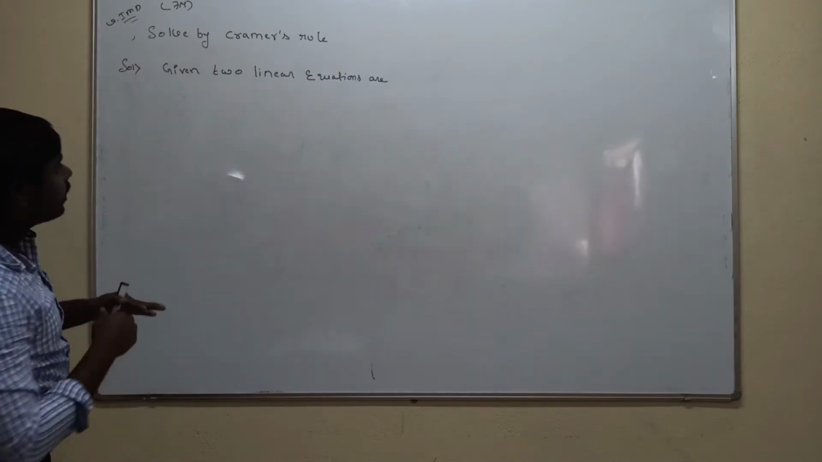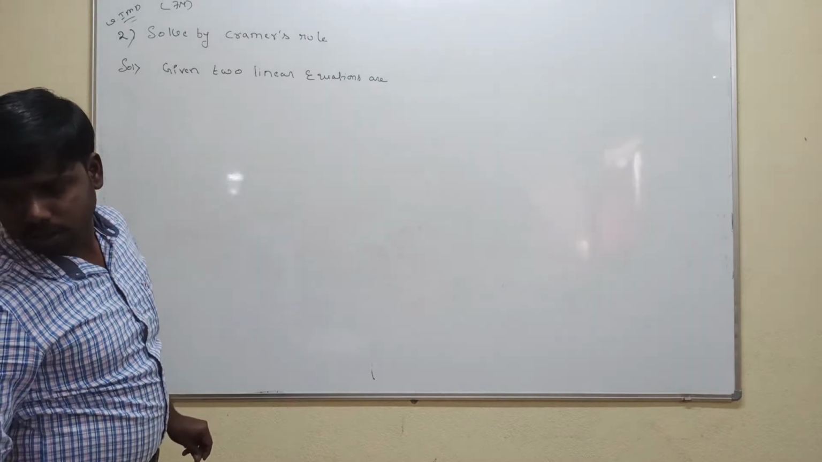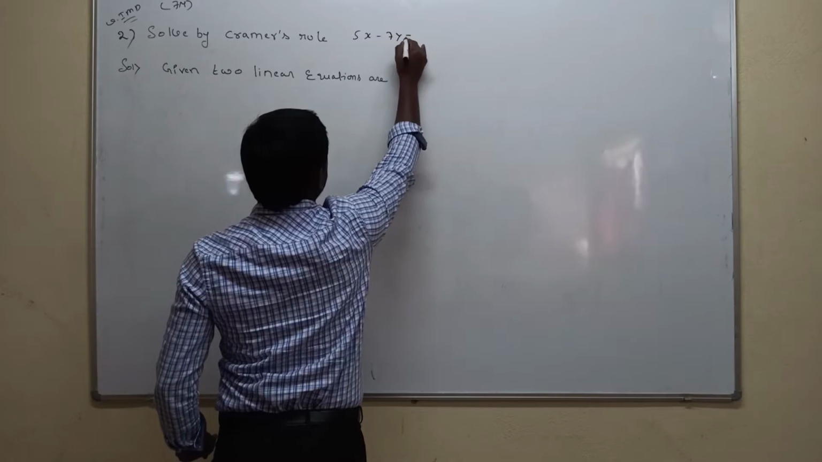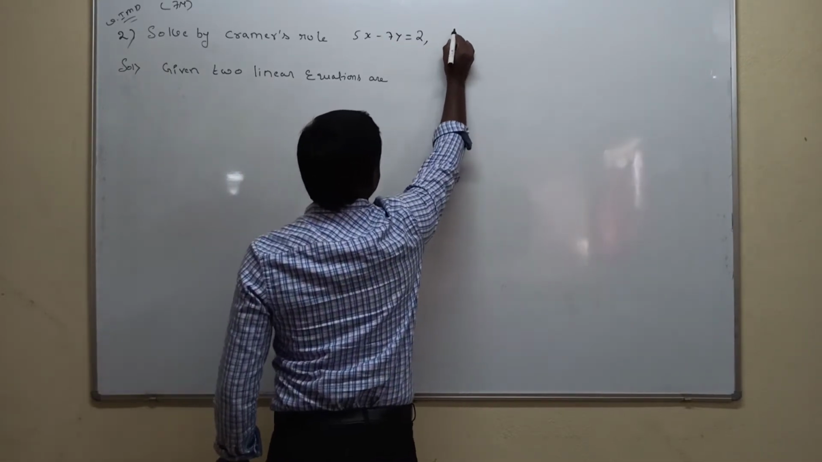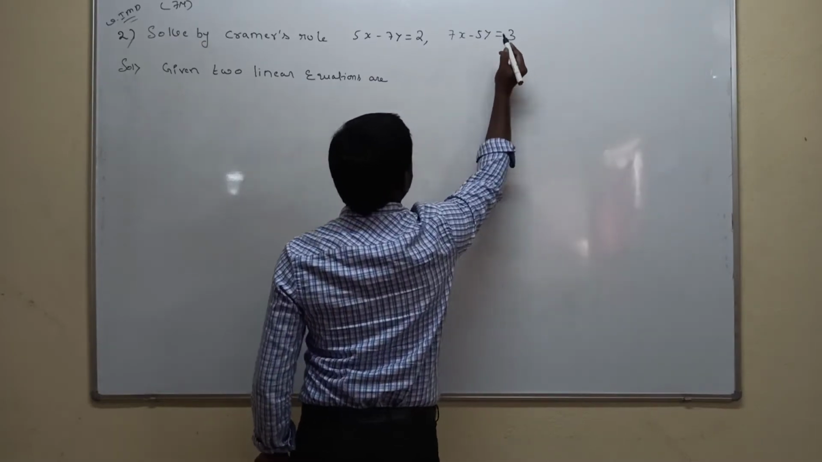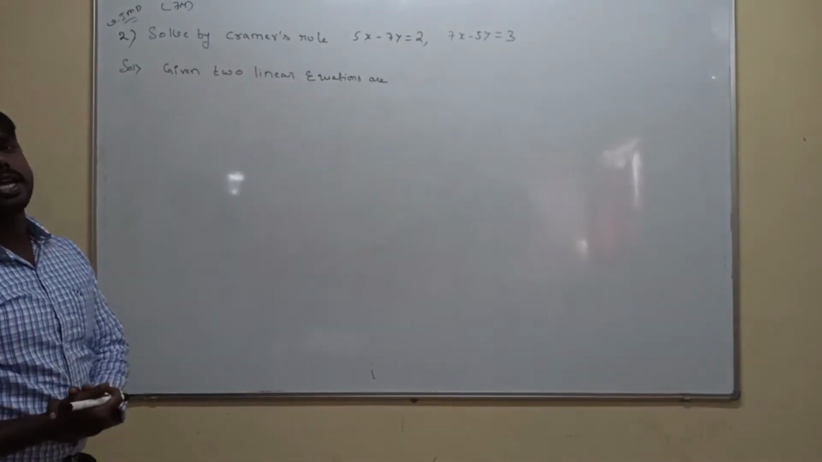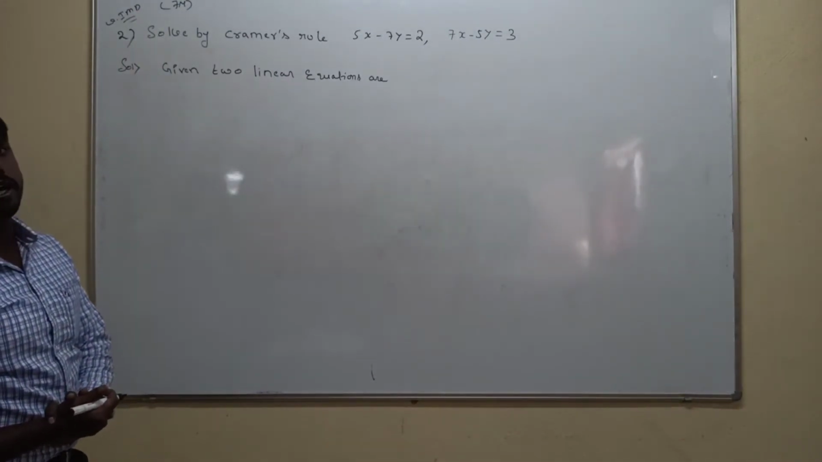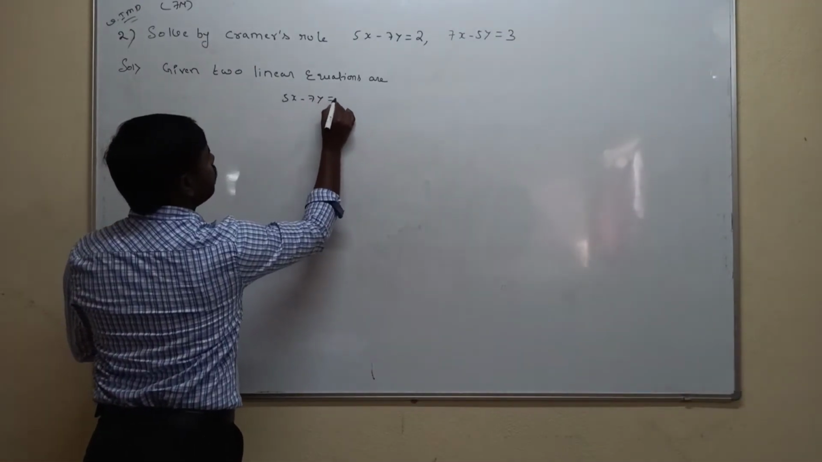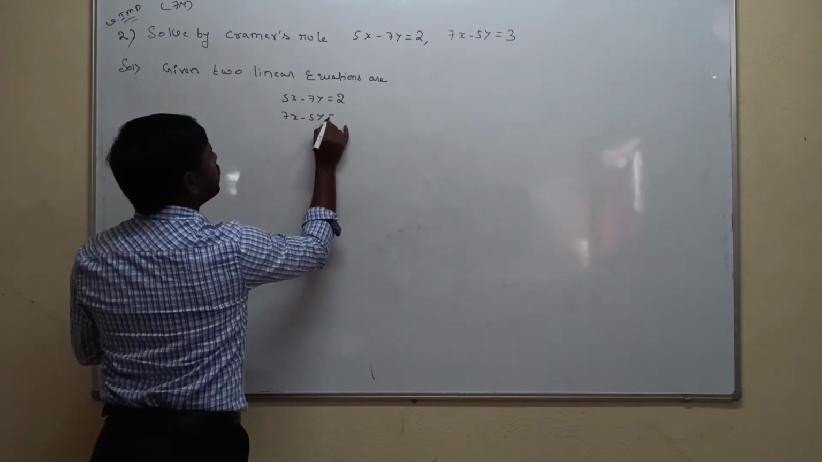Next, second question is solved by Cramer rule. 5x minus 7y is equal to 2. That is the first equation. Second equation is 7x minus 5y is equal to 3. So by using the Cramer rule, how to find the x y values? What are the two given linear equations? 5x minus 7y is equal to 2. Second equation is 7x minus 5y is equal to 3.